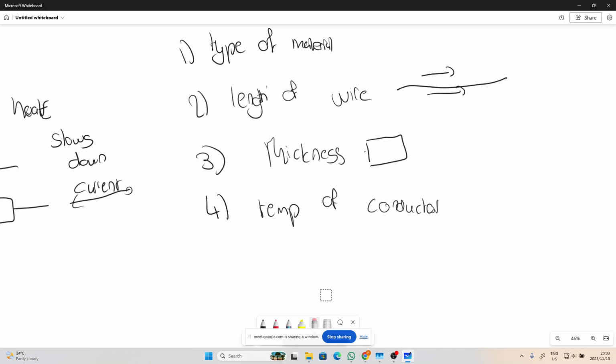Those four factors. Longer wire, worse. Shorter wire, better. Thicker wire, good. Thinner wire, bad. Type of material: copper, good; plastic, bad. Temperature: lower temperatures, better.